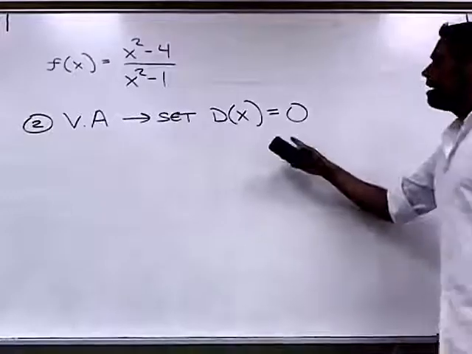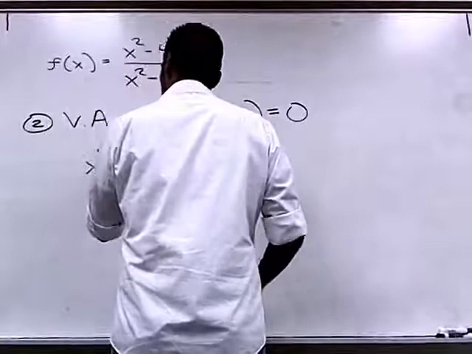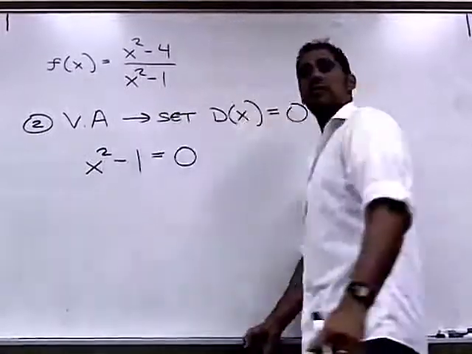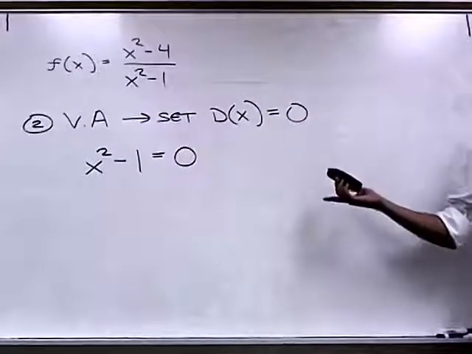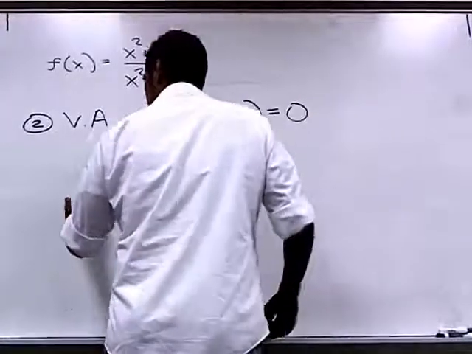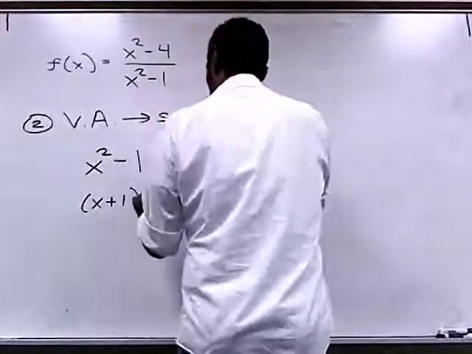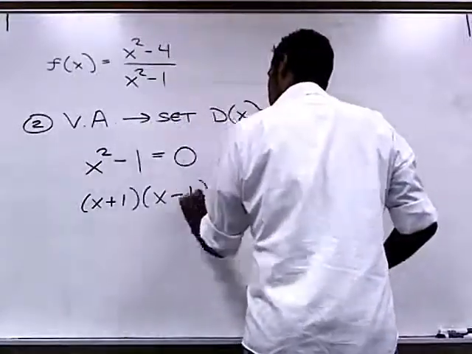All right, so set the denominator equal to 0. The denominator, x squared minus 1, is very similar to x squared minus 4, right? Difference of squares again. I have two different ways I can solve that. I'm going to go ahead and choose to do the difference of squares like this.